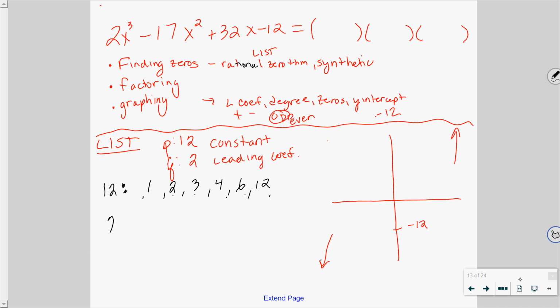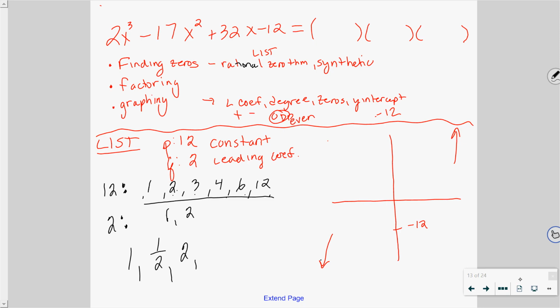All right, Massimo, how about 2? What are the factors of 2? 1 and 2. That's it. So yesterday we didn't have anything that didn't have a 1, right? So this list is going to be pretty long. So watch my list. I'm going 1 over 1. That's 1. 1 over 2. That's a half. 2 over 1.